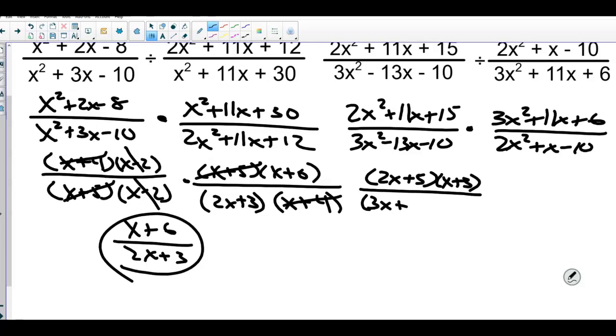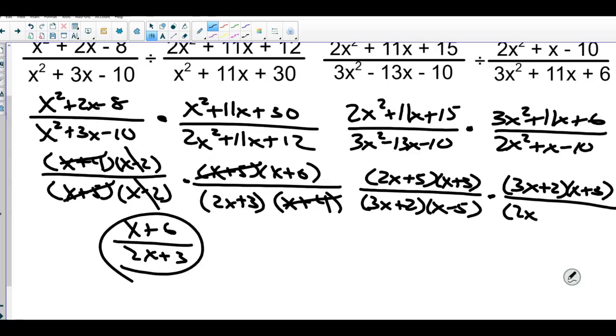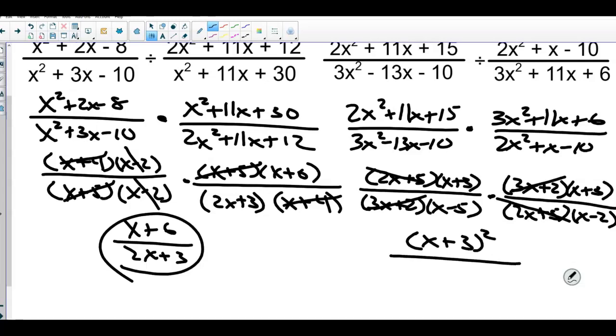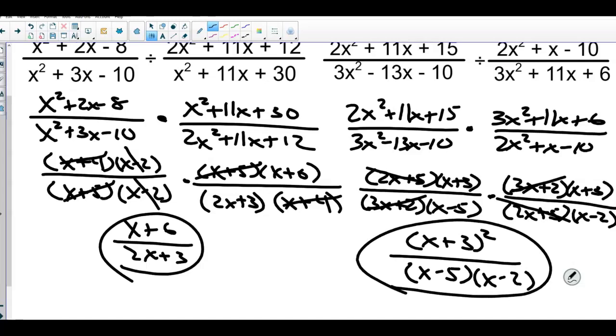3x plus 2, x minus 5, times 3x plus 2, x plus 3, over 2x plus 5, x minus 2 when I factor. Here, diagonally, the 2x plus 5 cancel, the 3x plus 2's cancel. Nothing vertically cancels. Horizontally, we get x plus 3 squared. You do not cancel horizontally. And then x minus 5, x minus 2. And that is my answer.